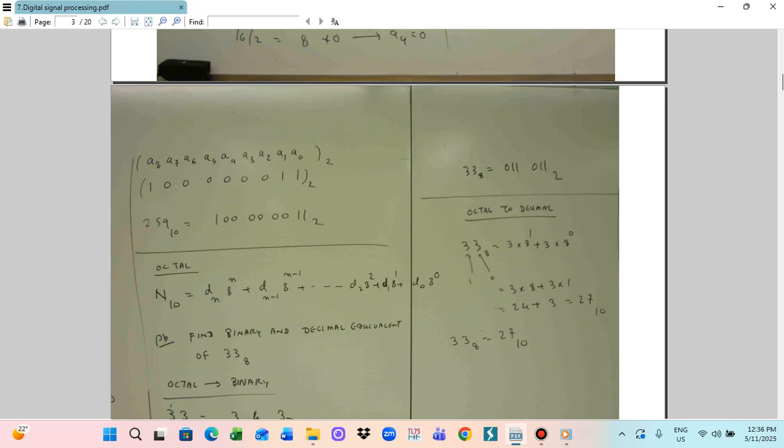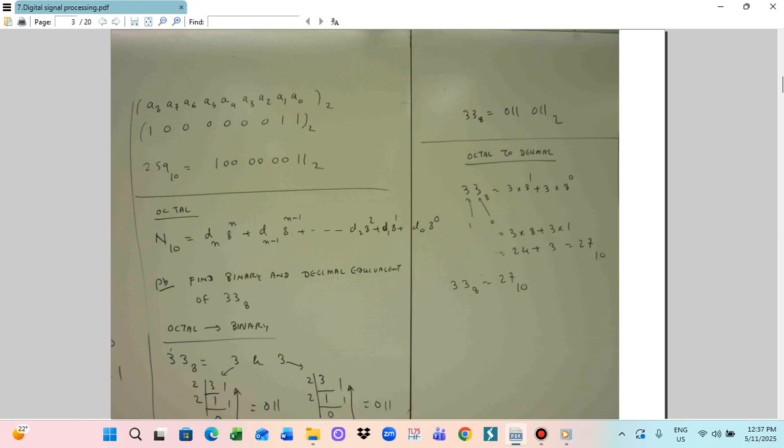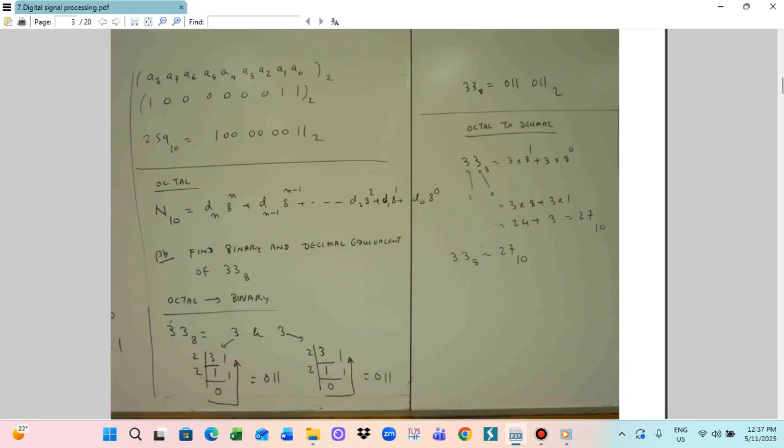32 divided by 2, result 16, remainder 0. So A3 is 0. 16 divided by 2, result 8, remainder 0. So A4 is 0. 8 divided by 2, result 4, remainder 0, A5 is 0. 4 divided by 2, result 2, remainder 0, so A6 is 0. 2 divided by 2, result 1, remainder 0, so A7 is 0, and the final result is 1. So 1 divided by 2 has no result, only remainder 1, so A8 is 1.